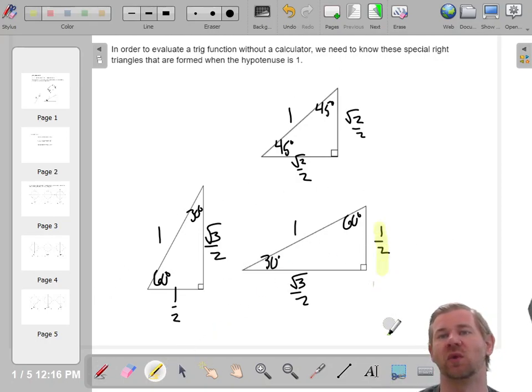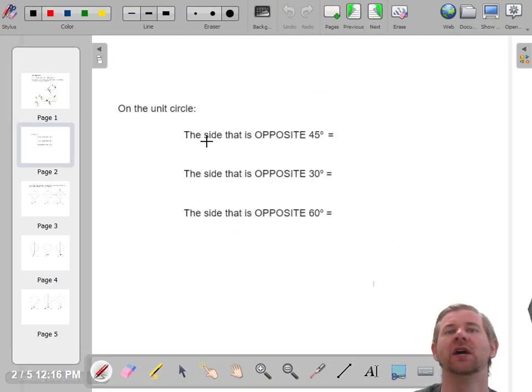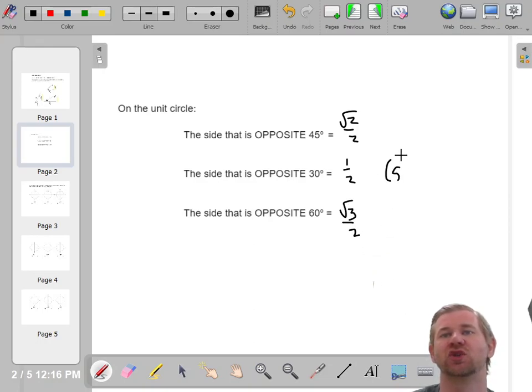And again, you can use the Pythagorean theorem to verify those, but this is what you need to remember. Across from 30 is 1/2. Across from 45 is radical 2 over 2. And across from 60 is radical 3 over 2. It doesn't matter how the triangle is oriented. See, across from 60 is radical 3 over 2, or across from 60 is radical 3 over 2. So the way you remember that, opposite 45 degrees is radical 2 over 2, opposite 30 is 1/2, and opposite 60 is radical 3 over 2.